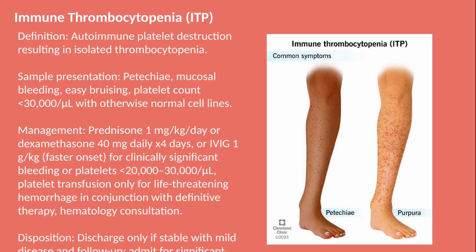Corticosteroids or intravenous immunoglobulin for clinically significant hemorrhage or severe thrombocytopenia, with immunoglobulin acting faster when you need a rapid rise. Platelet transfusion is reserved for life-threatening bleeding, and even then, it is given alongside definitive therapy, because transfused platelets are destroyed just as quickly as the patient's own. Consult hematology. Discharge only the stable patient with mild disease and reliable follow-up. Admit anyone with significant bleeding.